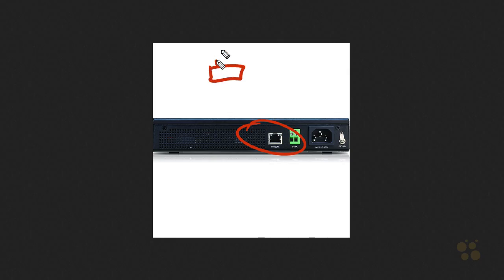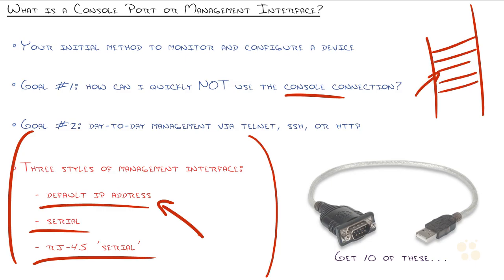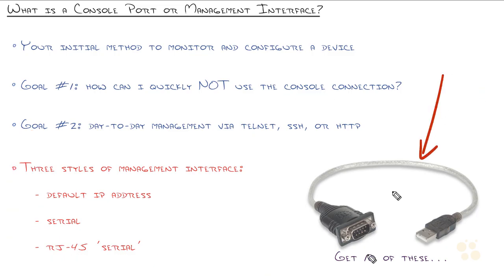It still requires a computer with a serial port to connect. It just doesn't use the old school DB9. So what do you need to get started with a console connection? Really only 3 things. First off, I said get 10 of these things because I lose them all the time.